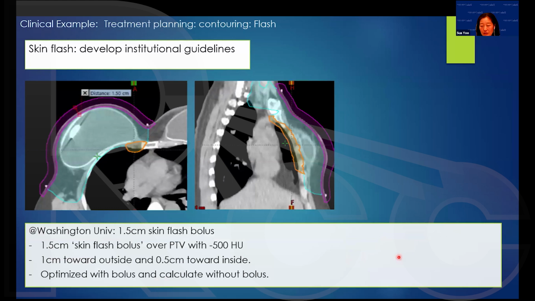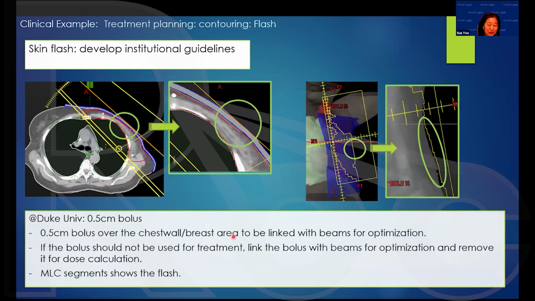And from my friend at WashU, I asked what they do. And the way they do it is very similar to the other technique. They actually add 1.5 cm of bolus, but include some inside of the target, inside of the body, and assign -500 HU and run optimization with this bolus linked. And when they do the calculations, they remove the bolus and run the calculations. So what we do here in our clinic is that one.